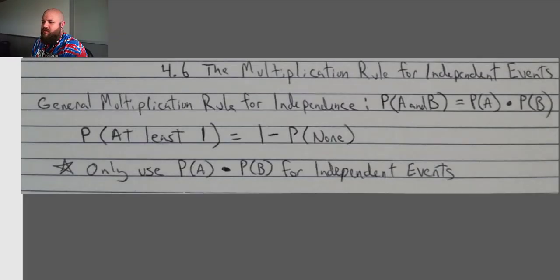All right, so for this section in chapter 4, we're going to do 4.6, the multiplication rule for independent events. The equation we're going to look at is the general multiplication rule for independence: the probability of A and B is equal to the probability of A times the probability of B, okay? The next thing we're going to worry about is the probability of at least 1 is equal to 1 minus the probability of none. And we're going to go over these two examples in our notes today, so sit back and let's figure it out.